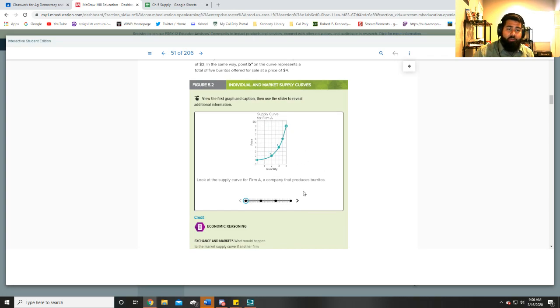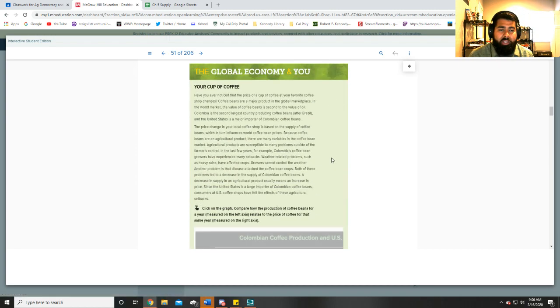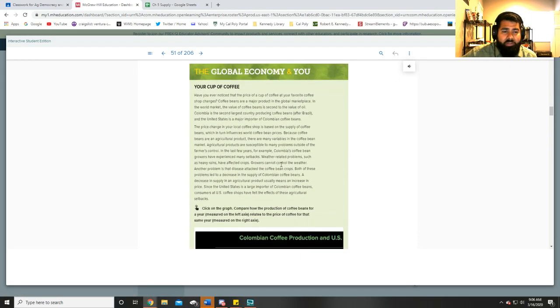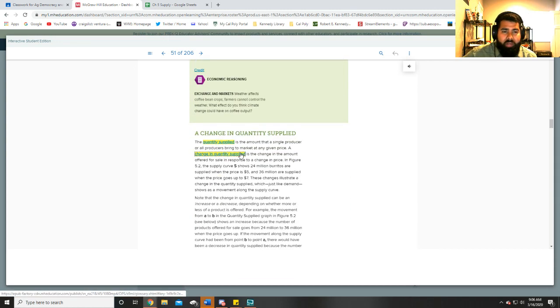This is the supply curve for one specific firm. This is the supply curve for another specific firm. When you add those two things up, you have an even more stretched out supply curve. The concept of adding up the quantity supplied is no different than calculating the market demand curve. This is just a little interactive story about coffee, and it tells you the prices of the market in Colombian coffee in the United States.